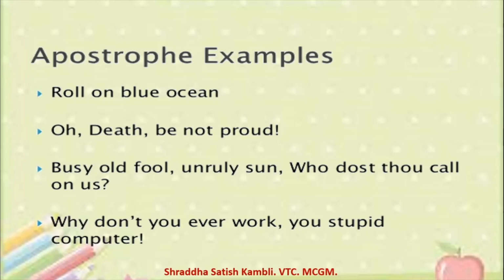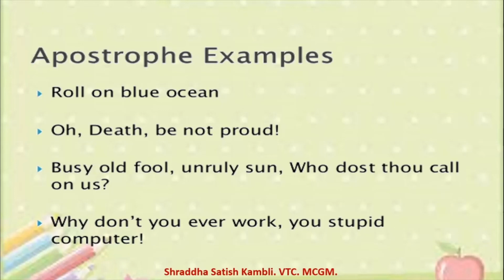Look at this. "Busy old fool, unruly sun, why dost thou call on us?" So who is this person talking to? It's talking to the sun. Now the sun is of course present. You can see it in the sky during the day, but it is not someone whom you can talk to. And see, he's also calling the sun busy, old, fool, unruly. Unruly means someone who doesn't have manners.